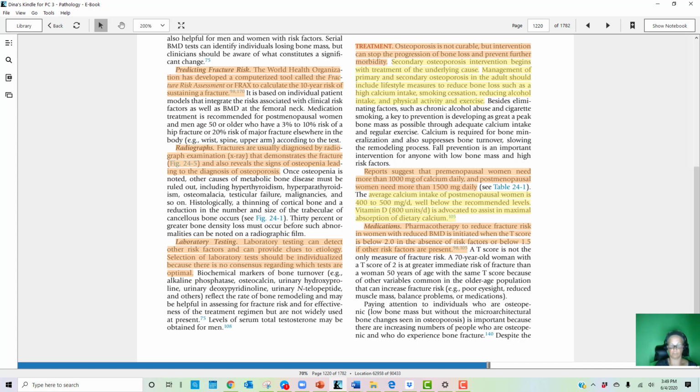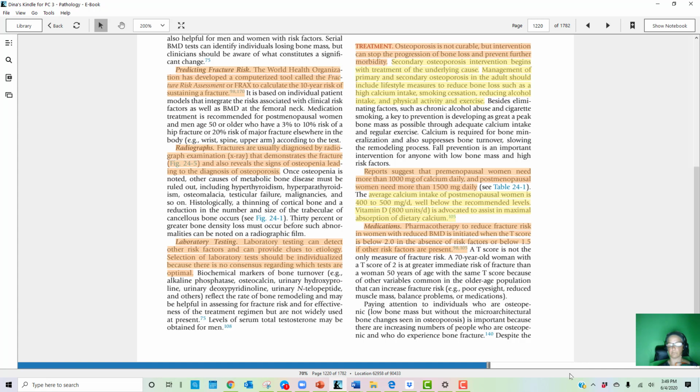Secondary osteoporosis intervention begins with treatment of the underlying cause. Management of primary and secondary osteoporosis in the adult should include lifestyle measures to reduce bone loss such as a high calcium intake, smoking cessation, reducing alcohol intake, and physical activity and exercise. Besides eliminating factors such as chronic alcohol abuse and cigarette smoking, a key to prevention is developing as great a peak bone mass as possible through adequate calcium intake and regular exercise.